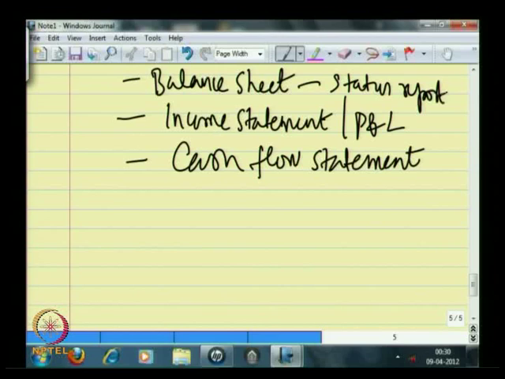The income statement and cash flow statements are flow reports. This is a status report, well, these are flow reports. What do you mean by this? Water in a reservoir at one point of time is stock or status. The amount of water that flows through the reservoir over a period of time, let us say a day, is a flow. So, you can understand that there is a difference between status and flow.